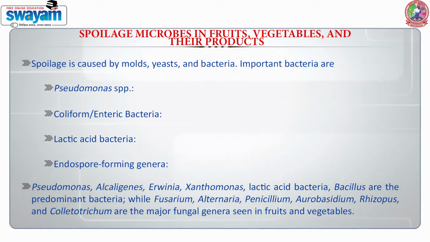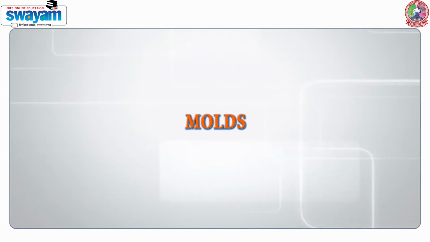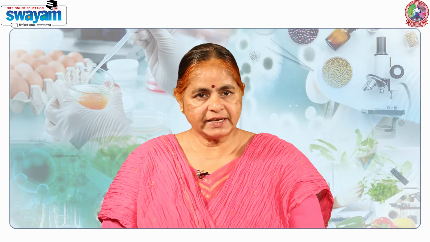their products. Among these, Bacillus is the predominant organism, and among the fungi, Fusarium, Alternaria, Penicillium, Aureobasidium, Rhizopus and Colletotrichum are the major fungal genera which are found to spoil the fruits, vegetables and their products. So, students, by now you have understood that fungi, bacteria and yeast are the causative agents of the spoilage.